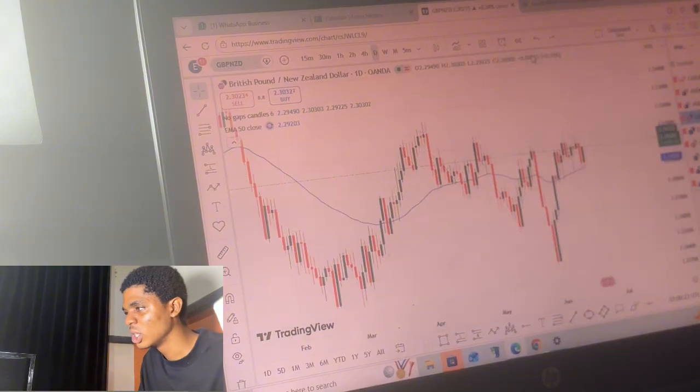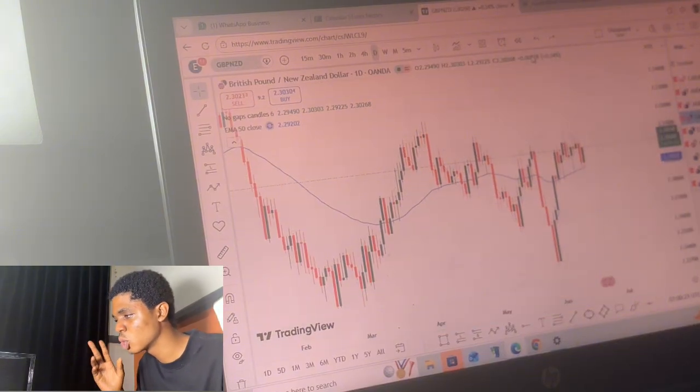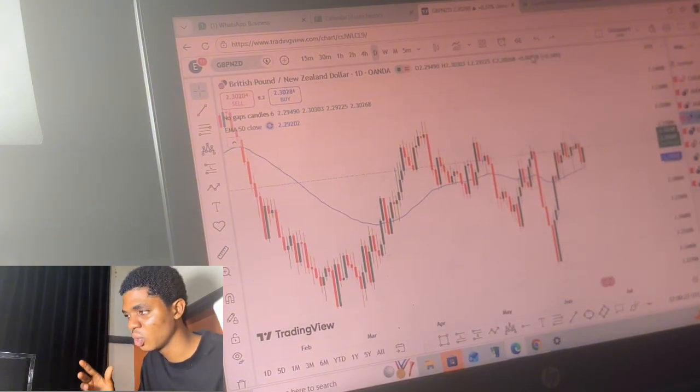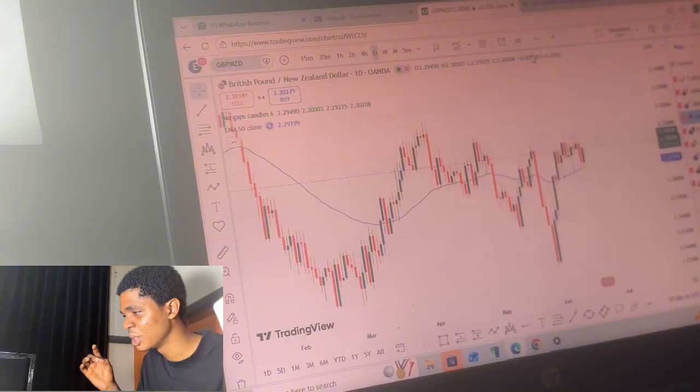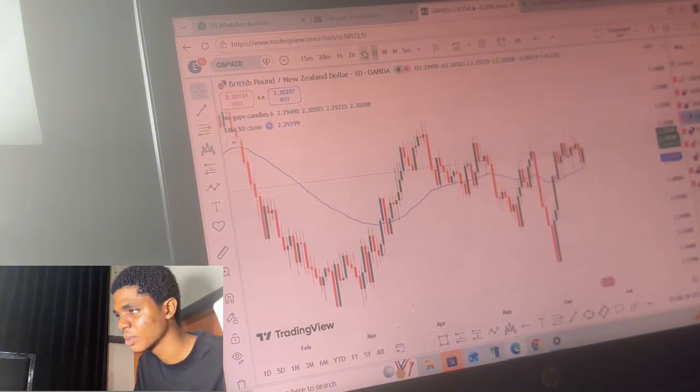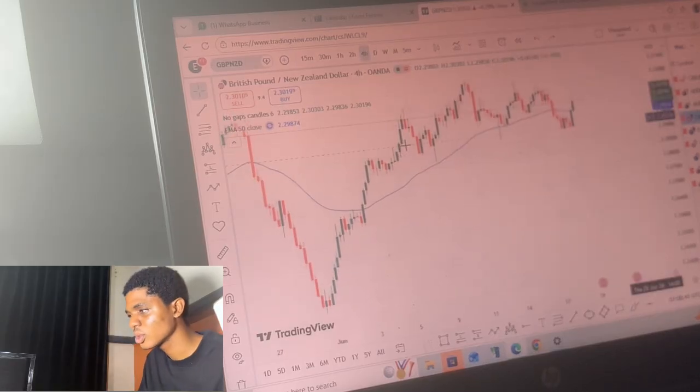So now we have 2 time frames telling us up and down. Are you getting me? We have the weekly, which is the higher time frame, telling us to go to the downside. Now we have the daily time frame, which is the lower time frame, telling us to go to the upside. So let's head into the 4 hours time frame.